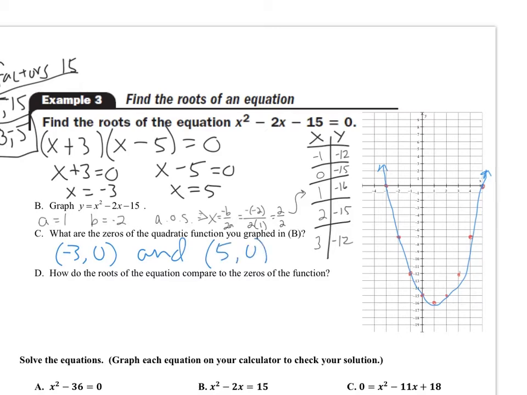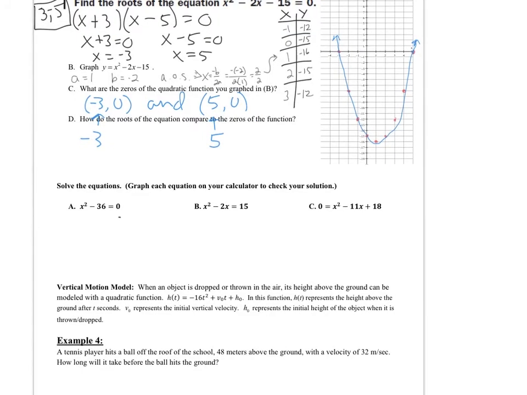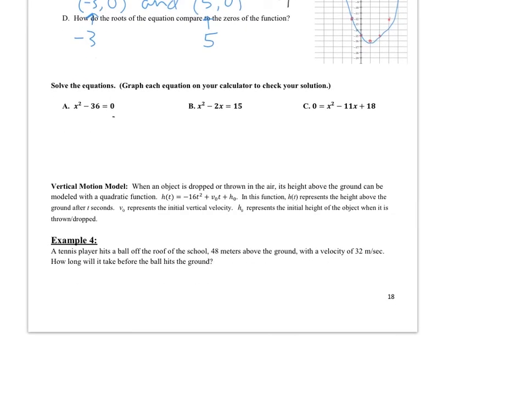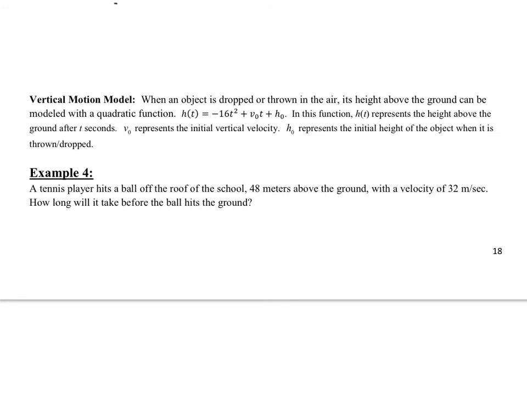Okay, and how do the roots of the function compare? Well, the roots are negative 3 and 5, and those are the x-coordinates of the zeros. That's the big deal. That's the big idea. All right, moving on and continuing, a couple more solving problems that I'm not going to go through here because I want to get to this vertical motion model in example number 4.